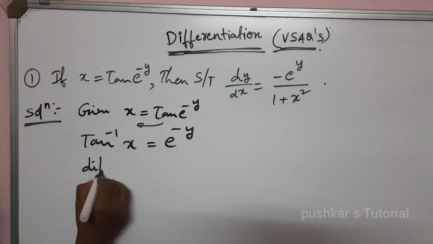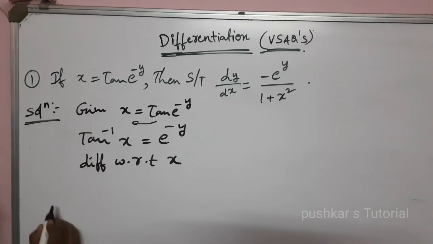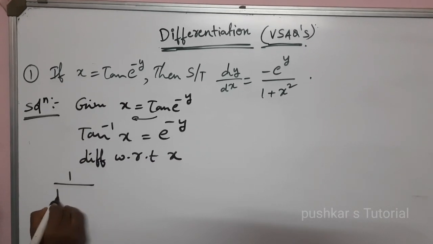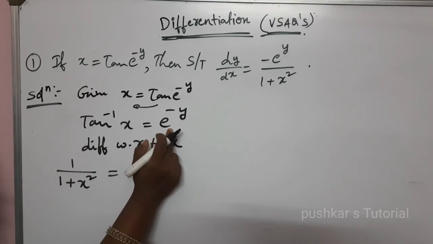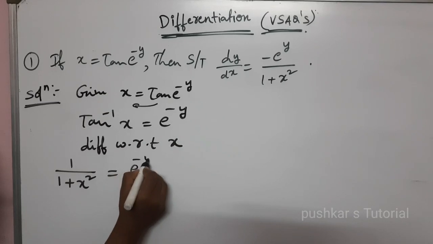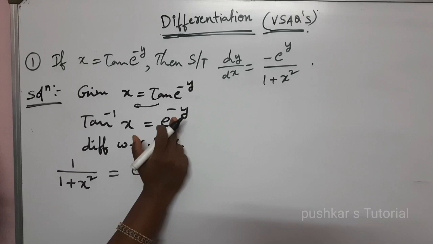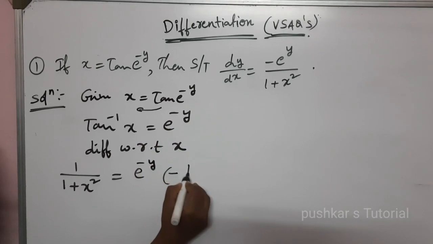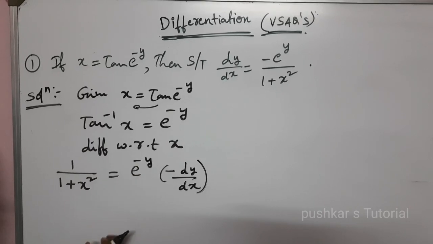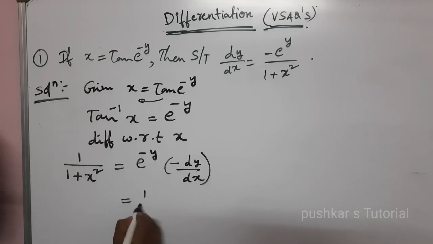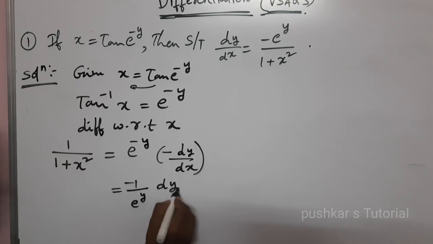Now do differentiation with respect to x. The differentiation of tan inverse x is 1/(1+x²) is equal to the differentiation of e^(-y), e^(-y). But we have to do inner differentiation. So the differentiation of -y is -dy/dx. E^(-y), removing the minus, it will be the reciprocal 1/e^y, and here the minus I am writing in front of dy/dx.